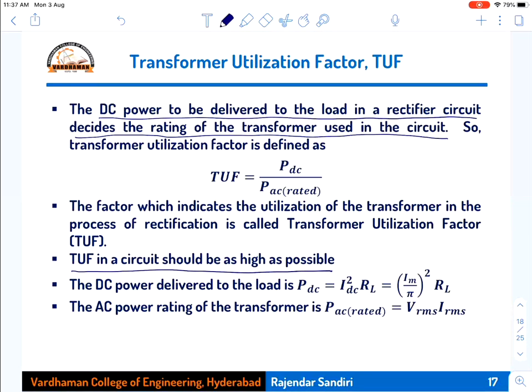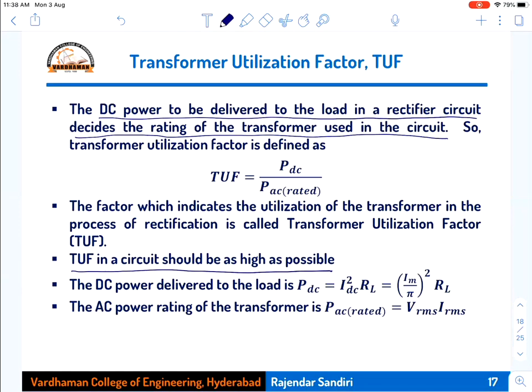Even efficiency also should be as high as possible. We got an efficiency of 40%, but efficiency should be as high as possible. It should be closer to 100%. Only then is more of the AC power converted into DC power.